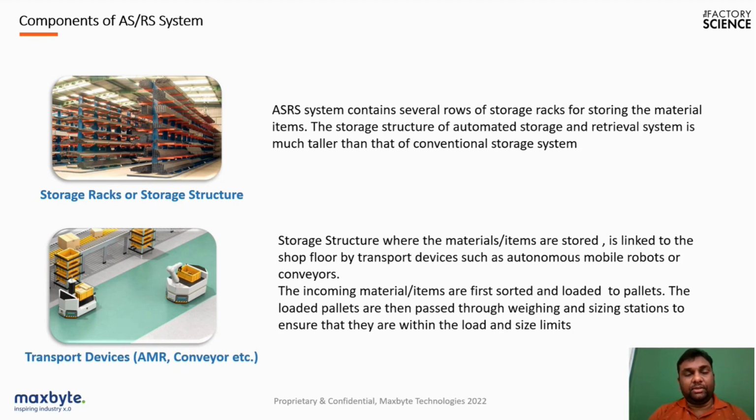Then once the pallets are loaded, pallets or bins or whatever the storage mechanism we are using, they will be passed to the weighing and sizing stations, so that they can be loaded and stored in those particular locations. Different size materials and different weight materials will be stored accordingly, so that the higher weight components will be stored below and lesser weight components will be stored above in the rack, so they can be easily accessed. So these are some of the systems which help us to easily access the material. That's the second critical component.